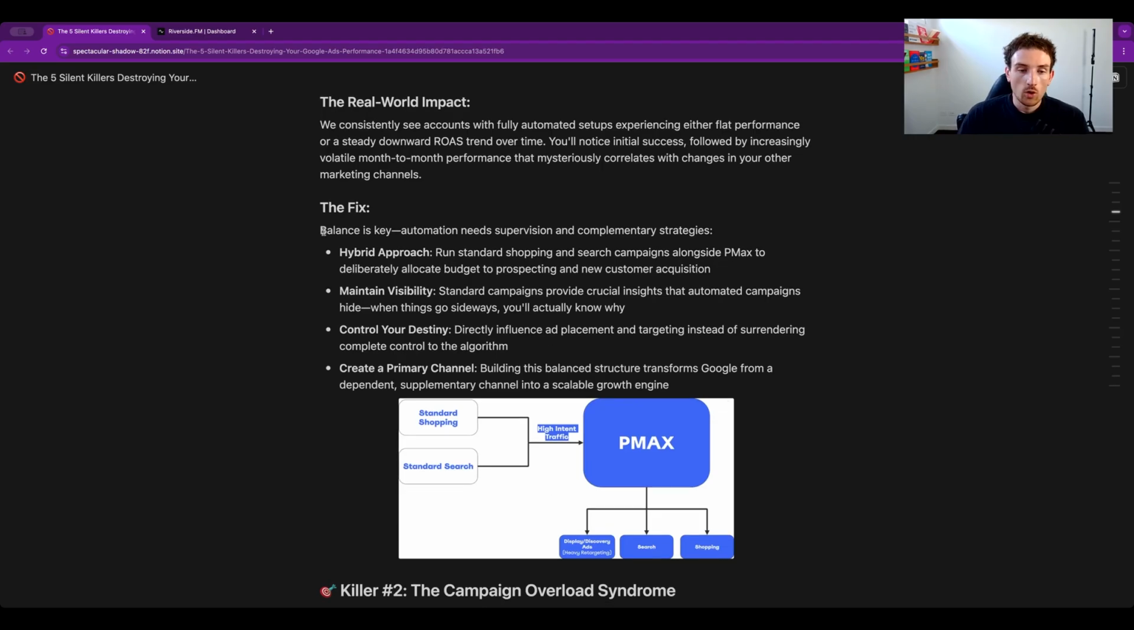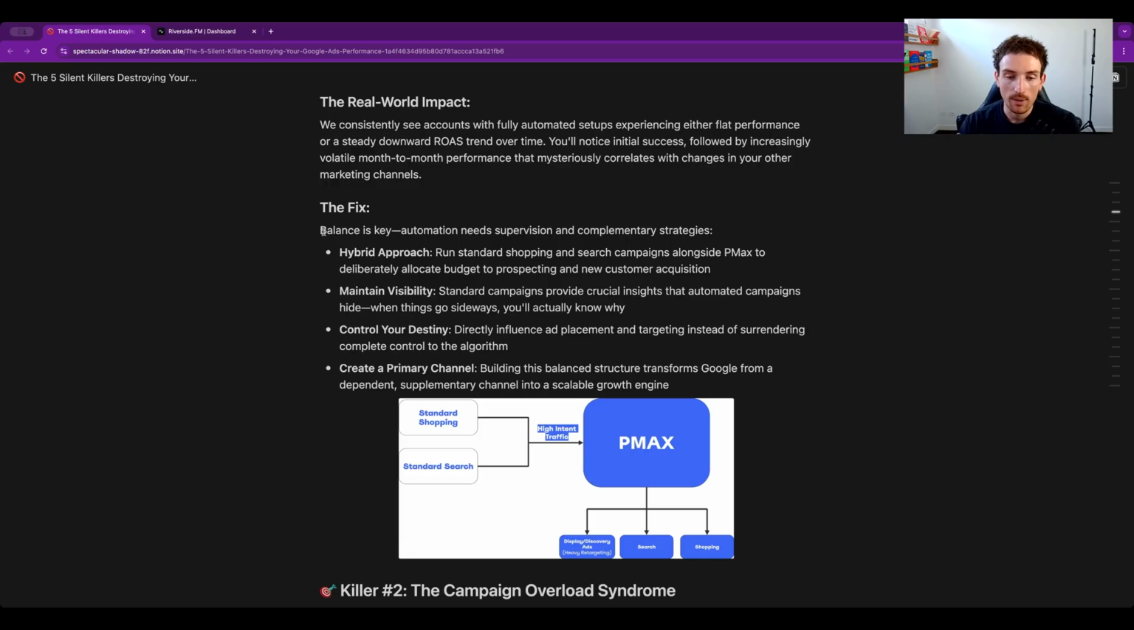There is a fix. We maintain 100% of the time that if you're running a Performance Max setup, you should be running a hybrid approach. You should be running standard shopping campaigns and standard search campaigns alongside those. These campaigns will help supplement Performance Max with new customer demand and new customer acquisition and send high intent traffic to Performance Max. But also when you're just relying on Performance Max campaigns is when things go sideways, there's a high level of ambiguity on what's actually going wrong and how to fix it.